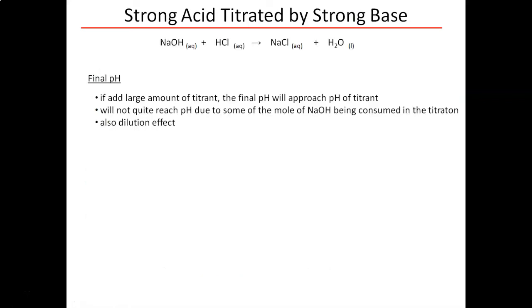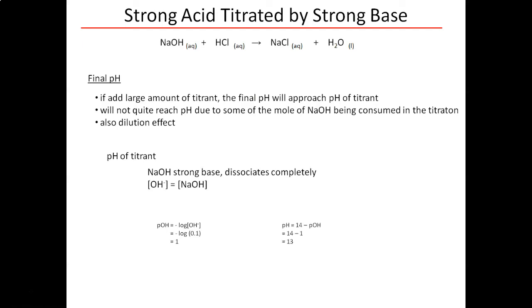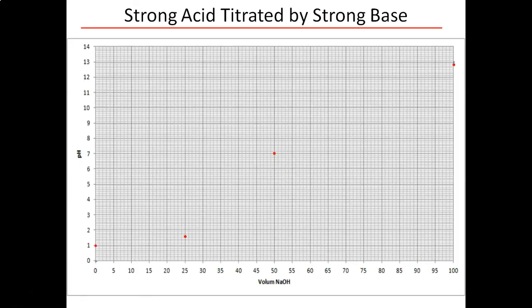Now, what about our final pH? Let's say I add 100 mL of base. What we're going to find is that we approach the pH of my titrant, except we're never going to quite reach that pH because there is a bit of dilution that's gone on. Now I know my titrant is a strong base, so my concentration of hydroxide is equal to that. So I can calculate my pOH, which will allow me to get my pH. So I now have this.